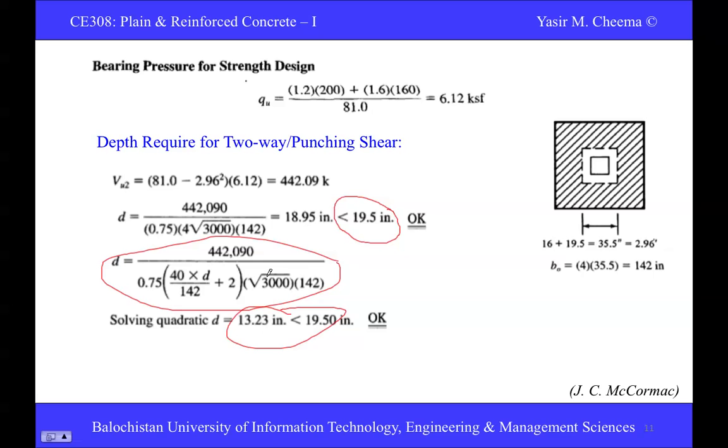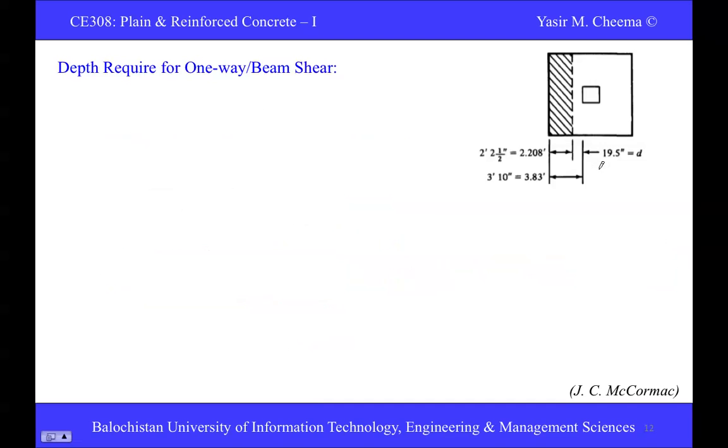And here is one thing you may get confused about: 142. This 142 in the formula is termed as B naught, and it is calculated here. This B naught is the perimeter of this area, and this area is 35.5 inch; you multiply it by 4 and you get 142 inch. So this is the perimeter of this area.